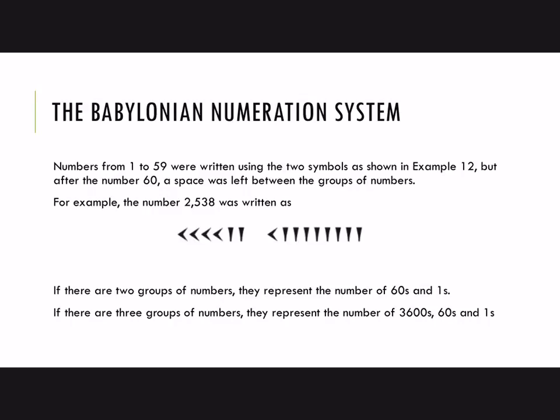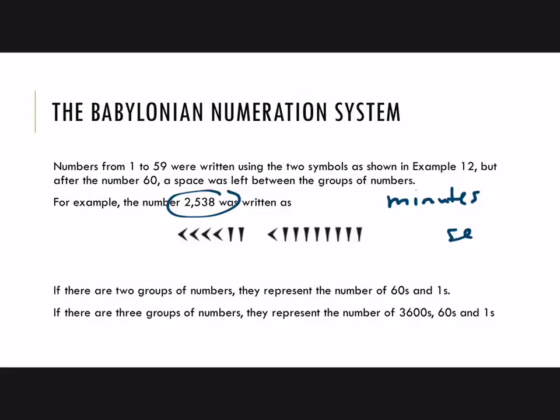So when we look at the Babylonian system, it's similar to thinking about time. So we'll use that for this example, 2,538, to kind of understand how this works. All right, so first of all, this is larger than 59, so they would have started thinking of this as kind of like minutes and seconds.